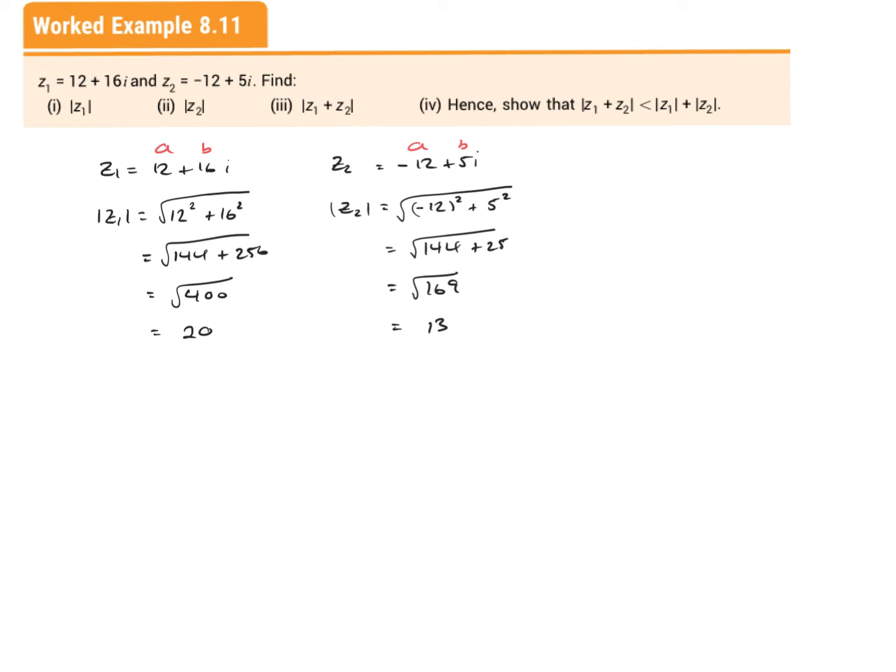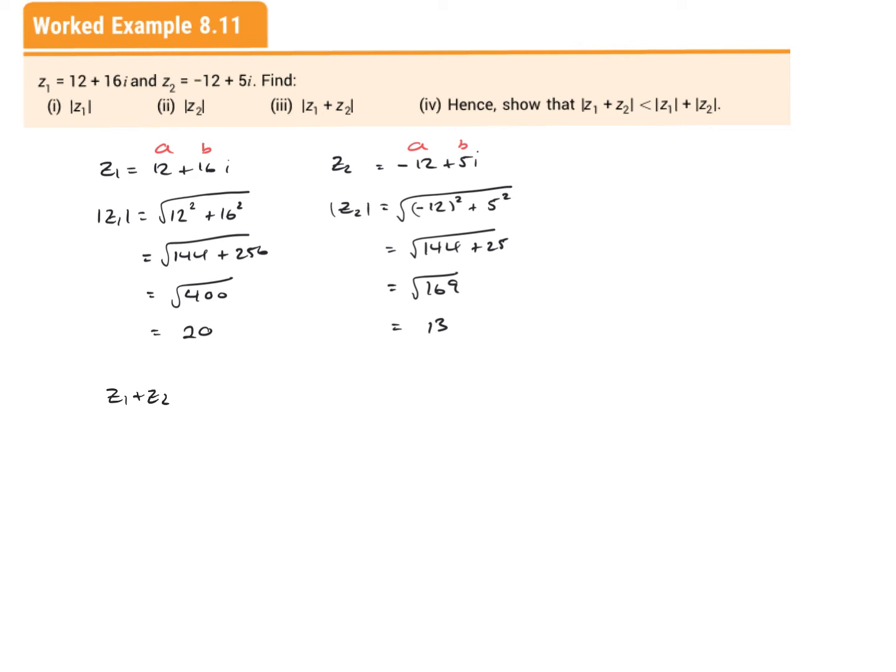Okay. The next question is z1 plus z2 and then the modulus. So what we have to do first for this one is add z1 and z2 and then take the modulus to see what happens. So let's just go through that one. So we've got z1 plus z2. So let's work them out.